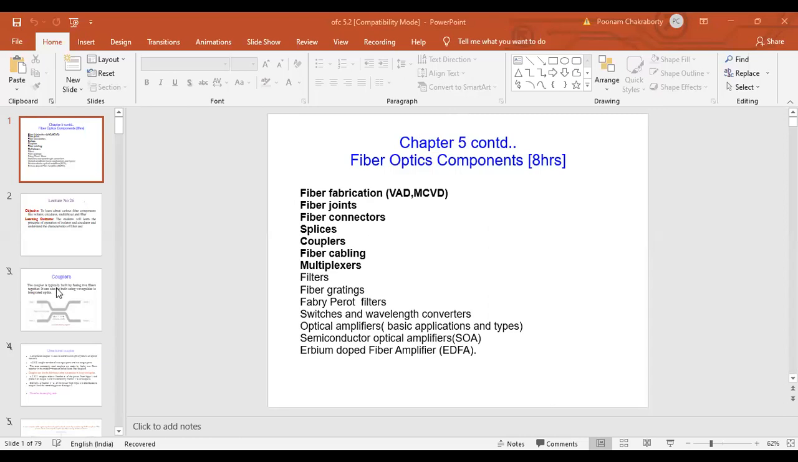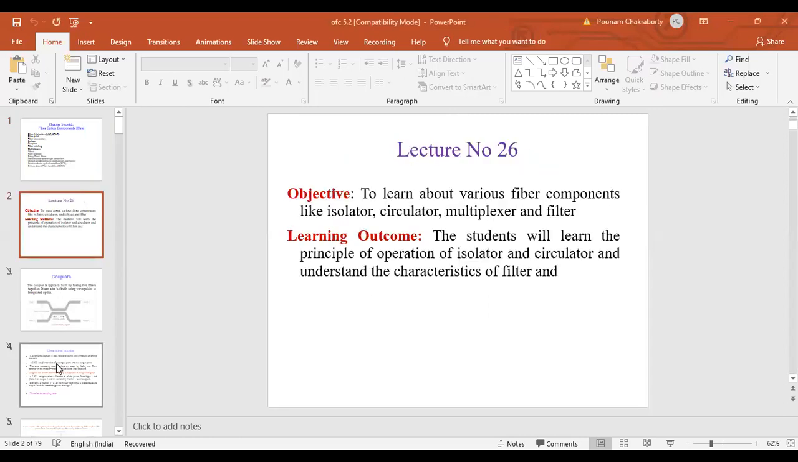I don't know why this gets closed every time. Laptop में कोई problem.